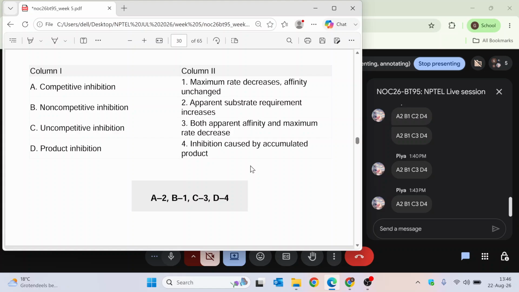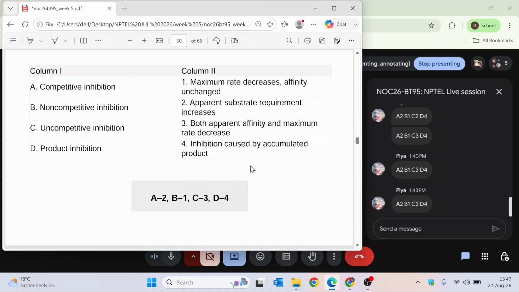So what happens? There is substrate bound to the enzyme, and more substrate cannot bind to the enzyme. So here the apparent Km value or the apparent affinity is going to get affected because it directly binds only to the enzyme substrate complex. So in an uncompetitive inhibition, both apparent affinity and the maximum rate decrease. That's why we use the term apparent affinity.